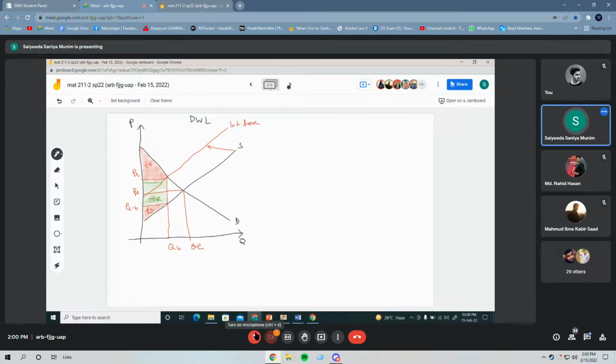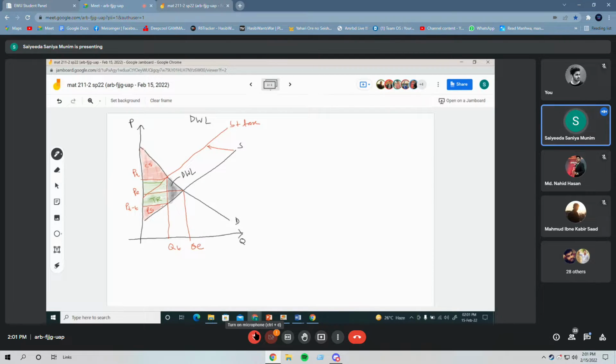And this area is lost. This is lost because of the tax. This area is called the deadweight loss. Now, why do we need to calculate deadweight loss? When government or policy makers want to impose tax or give subsidy, there are various types of taxes. So what they do is calculate the deadweight loss of each type of tax.